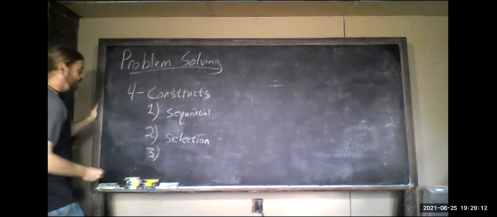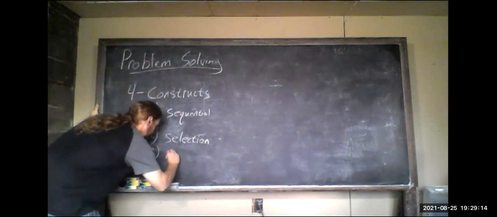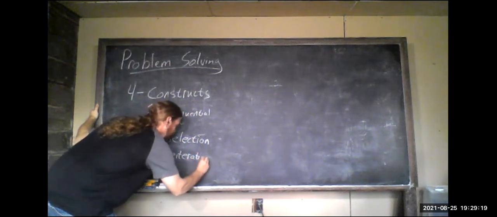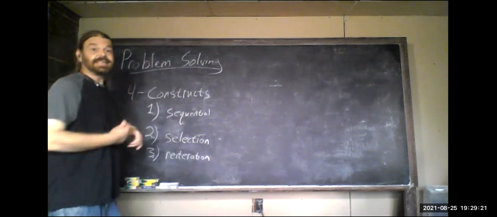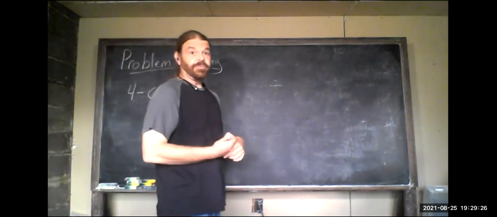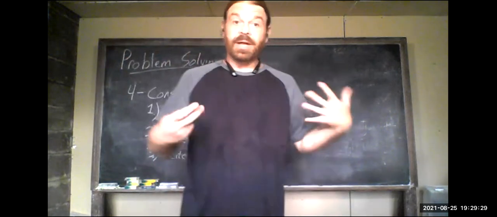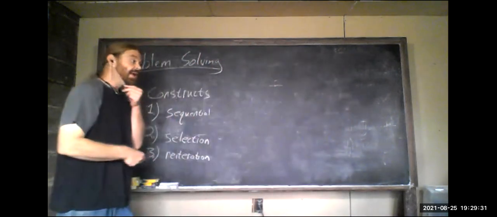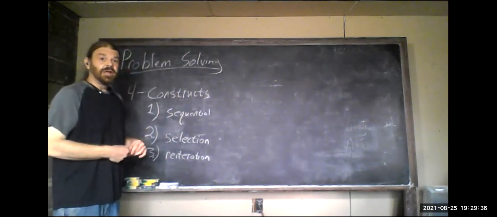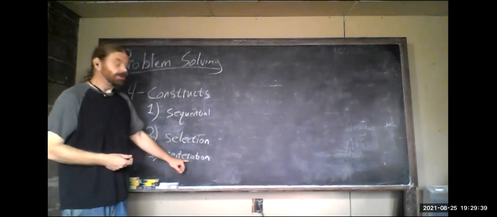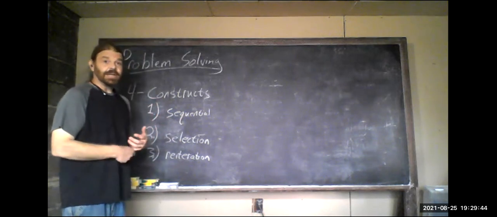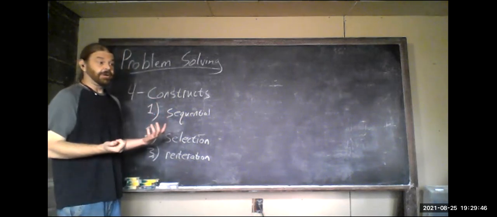The third one is reiteration. We need a way to repeat steps if necessary. Some problems might have a lot of steps that need to be carried out, and not necessarily exact repetition. Sometimes it might be, but usually this refers to repetition or reiteration with variance. The example I always like to think of is mowing your yard with a push mower.